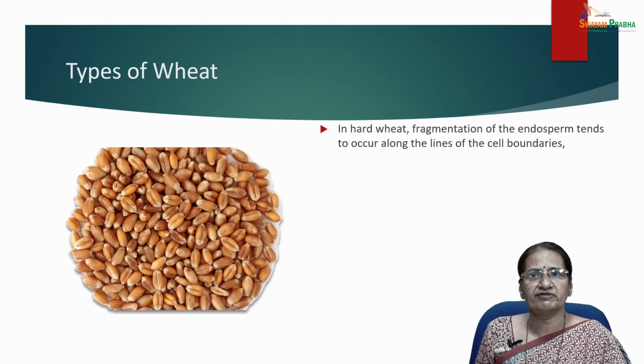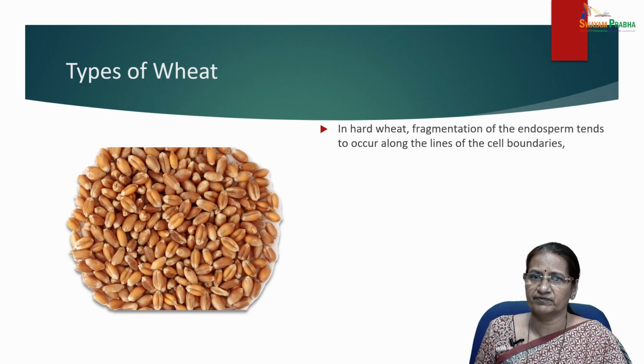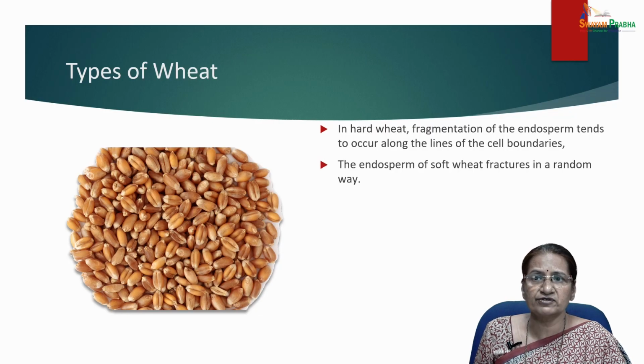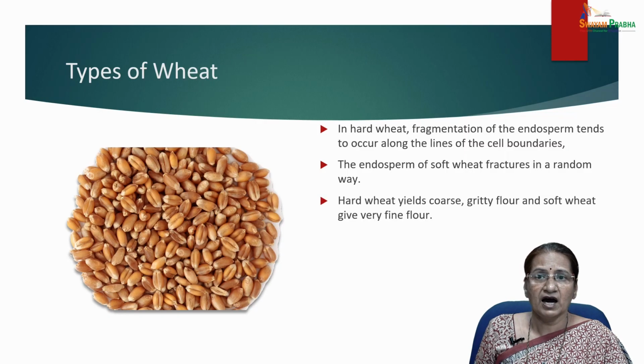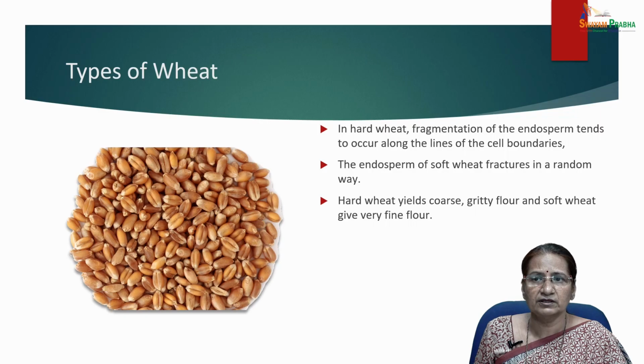In hard wheat, fragmentation of the endosperm tends to occur along the lines of the cell boundaries. The endosperm of soft wheat fractures in a random way. Hard wheat yields coarse, gritty flour and soft wheat gives very fine flour.